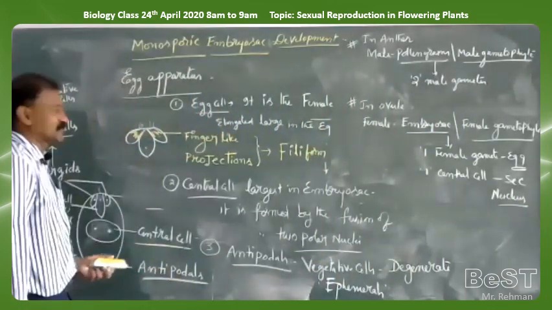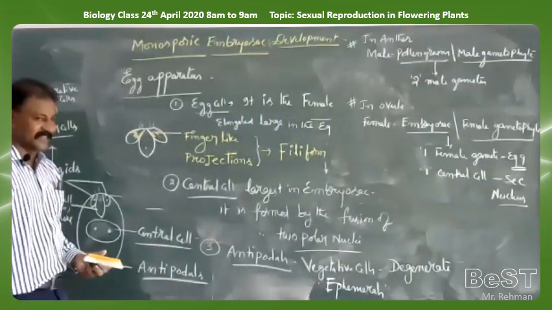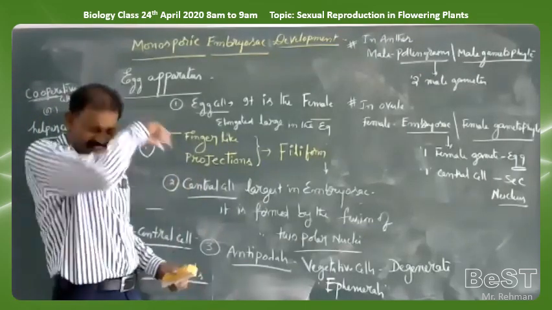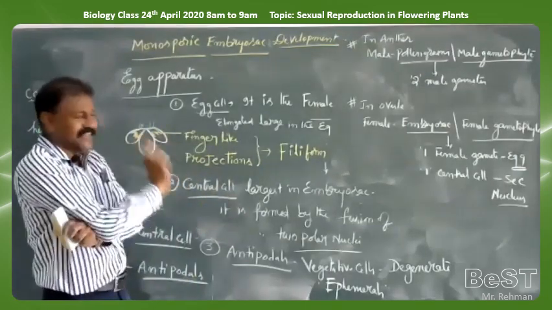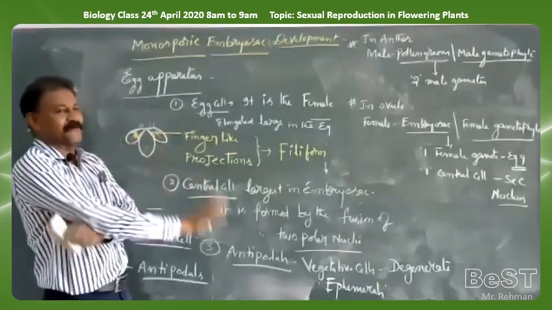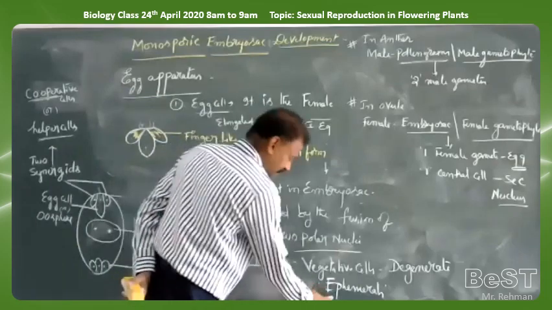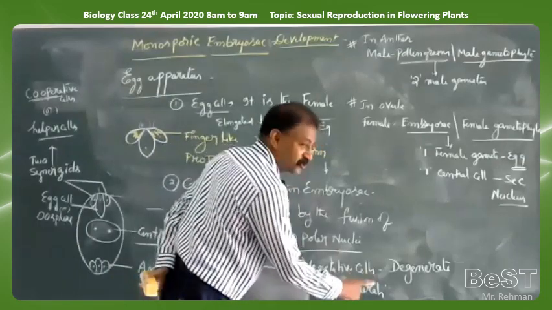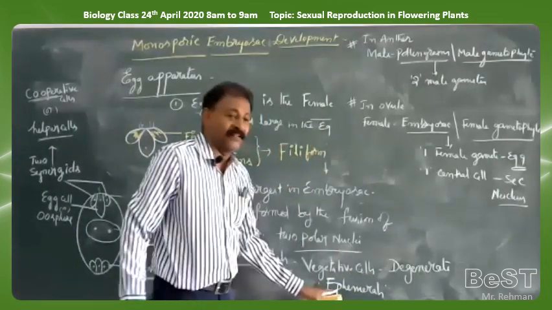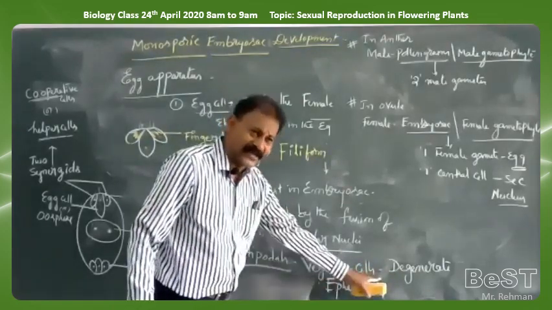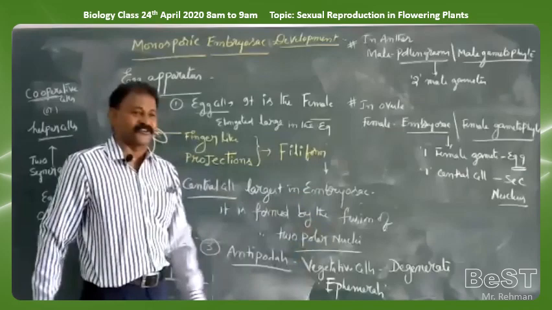So, what are the questions? CET questions. What are the ephemeral structures present in the female gametophyte? We have seen antipodals are the ephemeral structures. What are ephemerals? Which are short living. What is short living? They will degenerate. They are of no use in the process of fertilization for further formation.